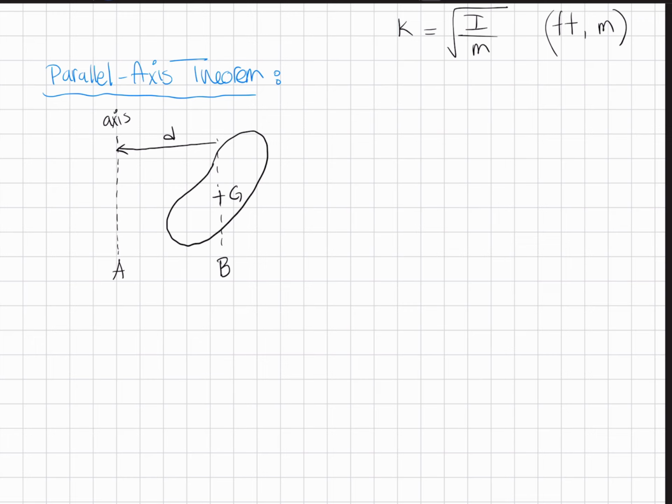Then what we could say is the mass moment of inertia about axis A is equal to I_B plus m d squared, where m is the mass of the potato here, and d is the distance from the centroid of the potato to the new axis. So we call this the parallel axis theorem relationship, or PAT.